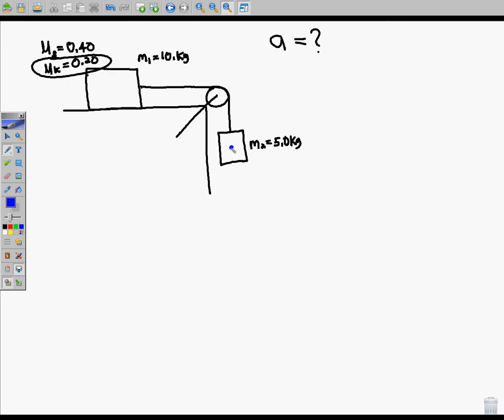So, we now know that this Fg over here is 50 newtons. But since we know it's going to slide, is this tension force going to be 50 newtons? It's not. Is it going to be more or less? The tension is going to be less because you have to subtract.